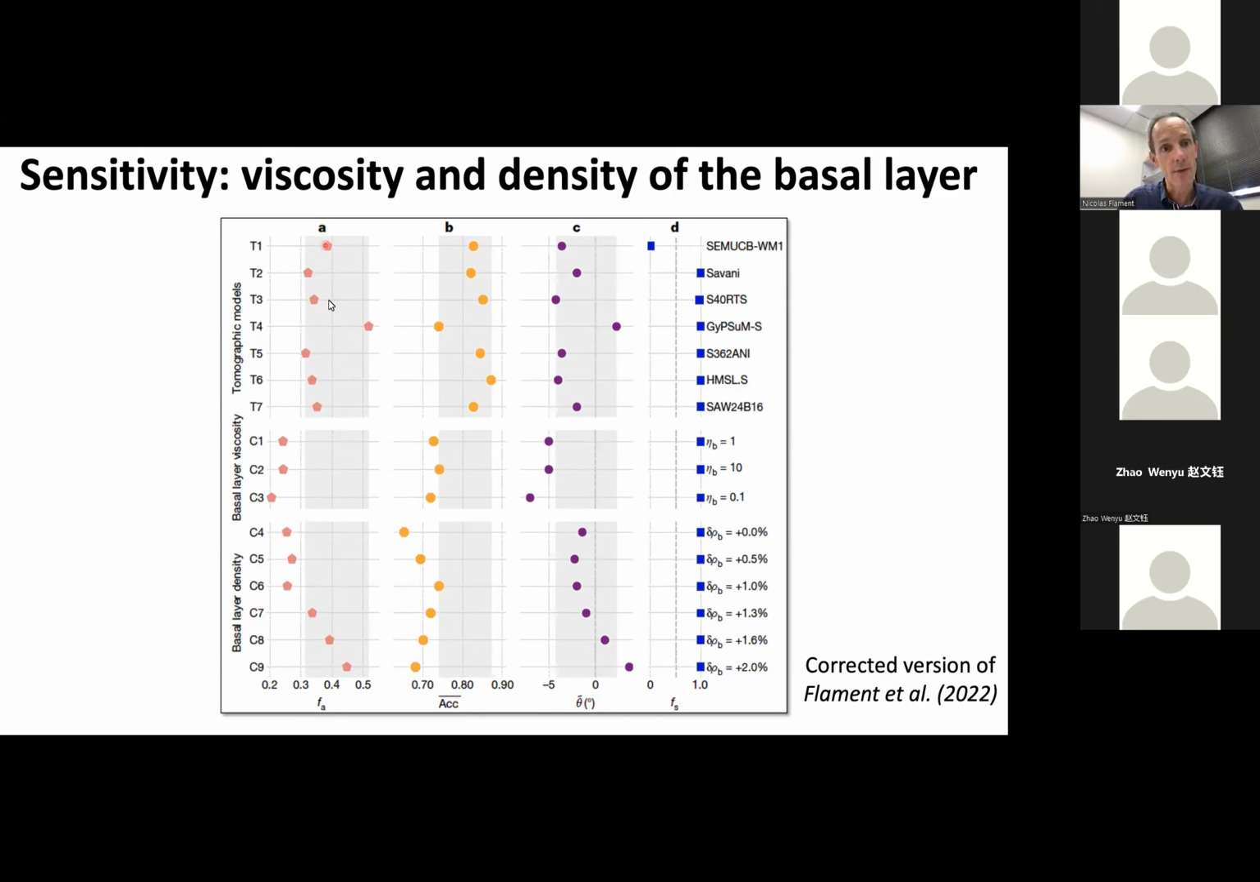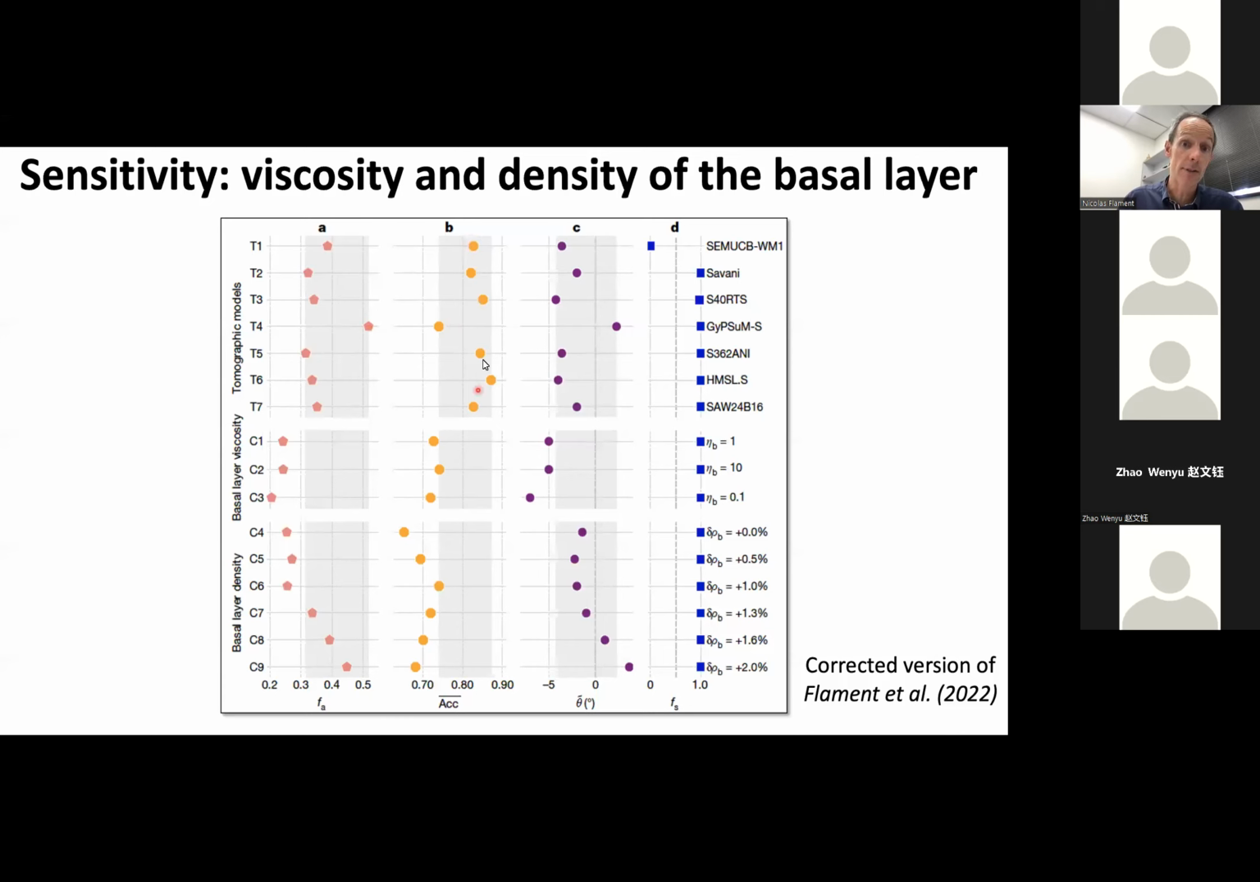So I carried that out for tomographic models, you can see at the top, and the gray bands in each case come from the range in the tomographic models. So here I'm assessing the area in all tomographic models. You can see that gypsum S covers a greater area for some reason.